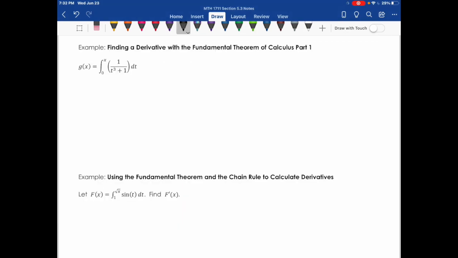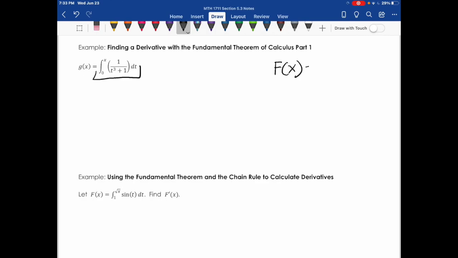So now that we've gone through both parts of the fundamental theorem of calculus and we've connected the concept between the two, let's go ahead and work through this example using the fundamental theorem of calculus. Now it says we're going to find the derivative of this function g of x that's defined as an integral.